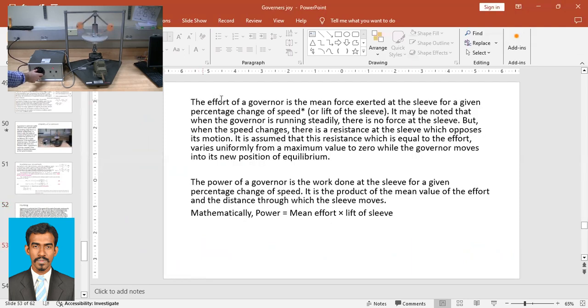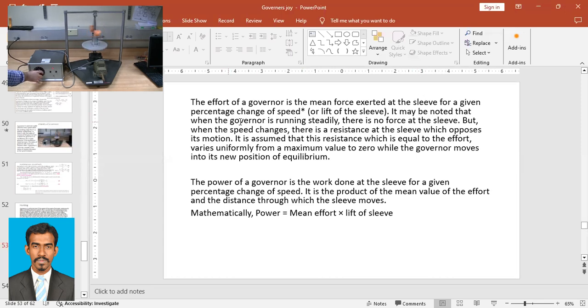We also have two more terms: the effort of the governor and the power of the governor. The effort of the governor is the mean force exerted at the sleeve for a given percentage change of speed. So we know that for a percentage change of speed, the sleeve will also change its height, and it should exert some force.